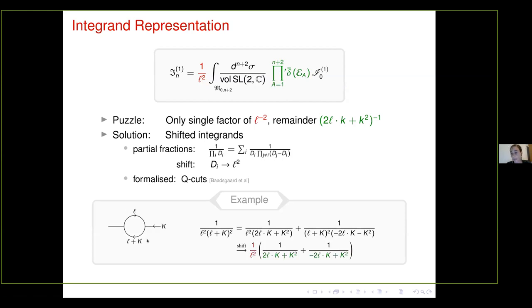Let's just look at the massive bubble here. This is the simplest non-trivial example, just with a 1 over L squared times (L plus K) squared. Now, using this partial fraction identity, we get 2 terms, and we can already see that both of these terms are now linear in the loop momentum and have 1 quadratic term. And then clearly we can use a shift in the loop momentum to bring the second term into the form that there's an overall 1 over L squared. And so the claim is that the integrand representation that we get out of this will be of the form that we see here on the last line.